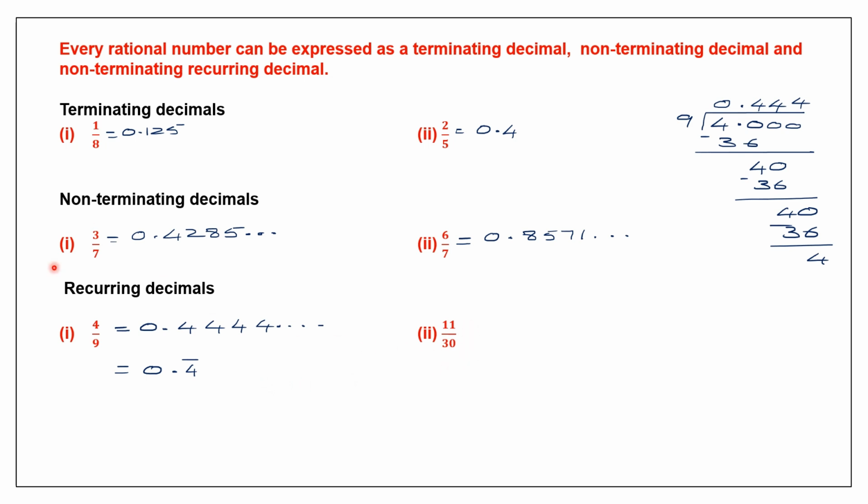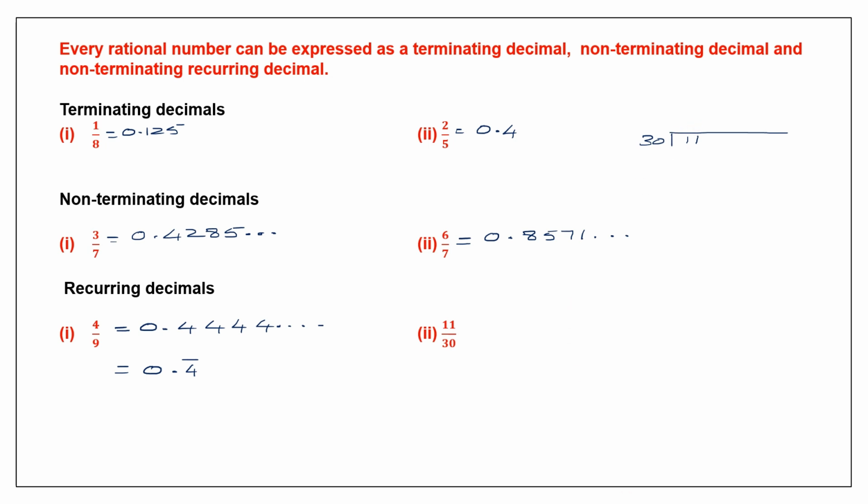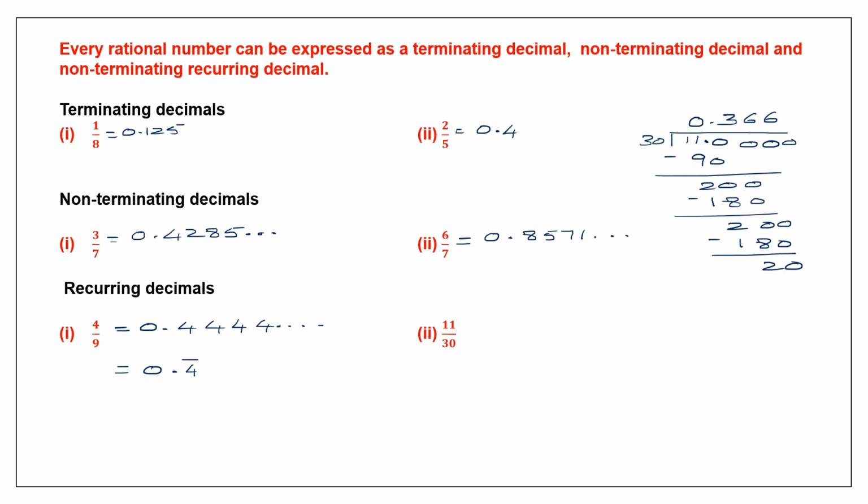Now let's do 11 by 30. Let's divide 11 by 30. 11 is smaller, so we put a 0 here. 0.1. 11.0 we take as 110. Now 30 threes are 90. 110 minus 90 is 20. Bring down a 0, 200. Now 30 into 6 is 180. 200 minus 180 is 20. So we put a 0. Again we have 200. 30 into 6 is 180. 200 minus 180 is 20. Again we put a 0, so we have 200. 30 into 6 is 180. When you subtract, again you get 20. So if you put a 0, again it becomes 200.